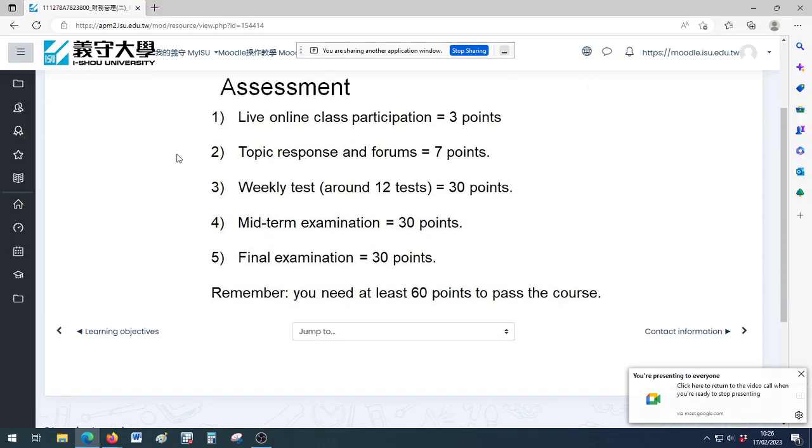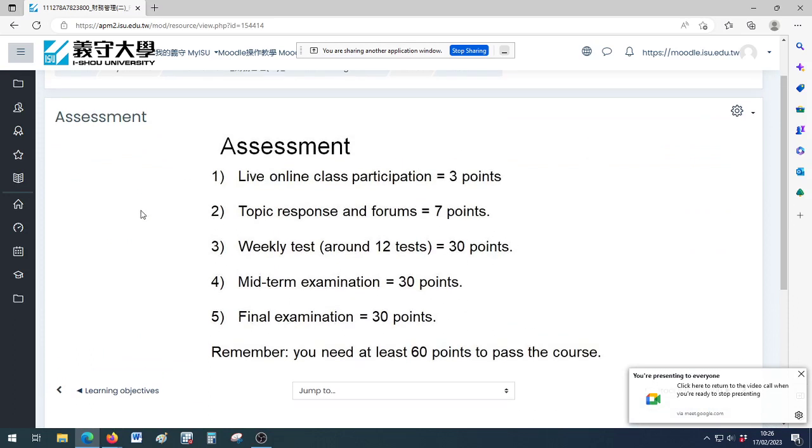So that's the second part of the assessment. I'll give it 7 points. That's quite a lot. Say we have only 3 forums, 7 divided by 3 is more than 2 points for just writing a couple of paragraphs, sharing your opinion on a given topic, okay?